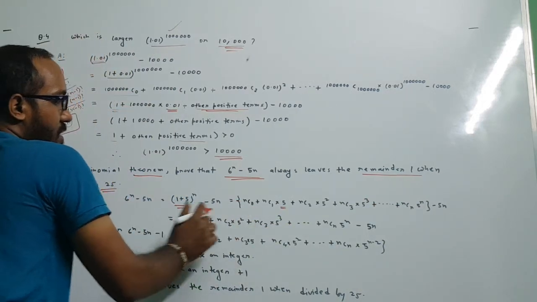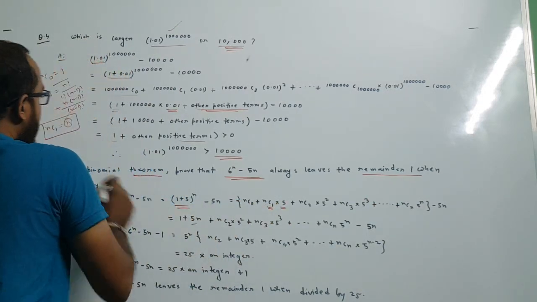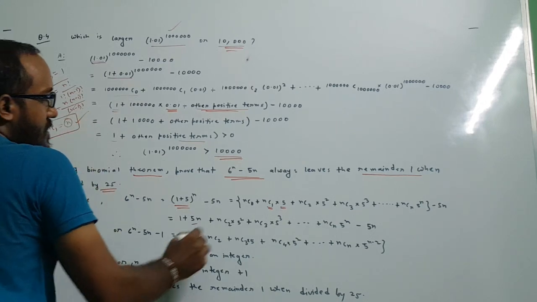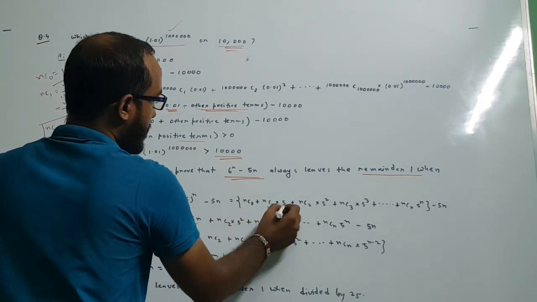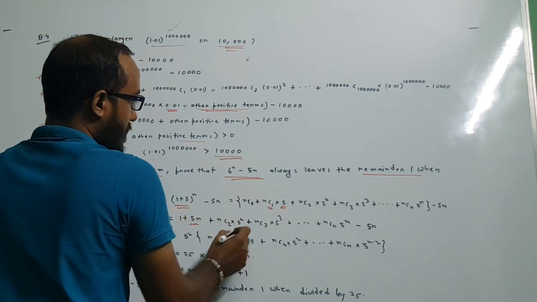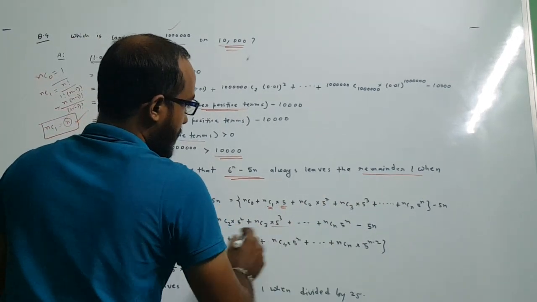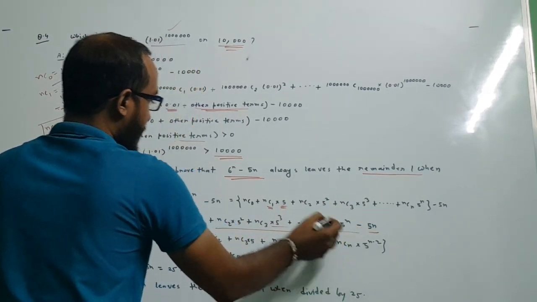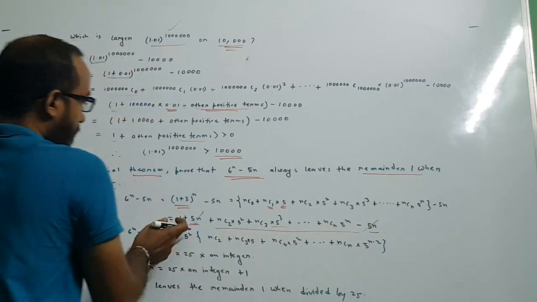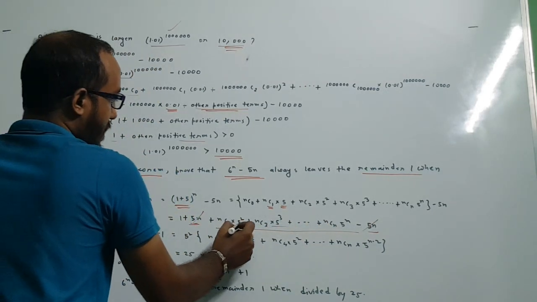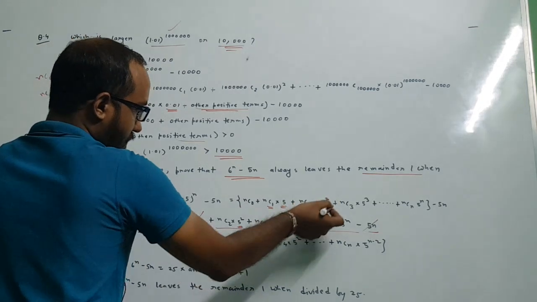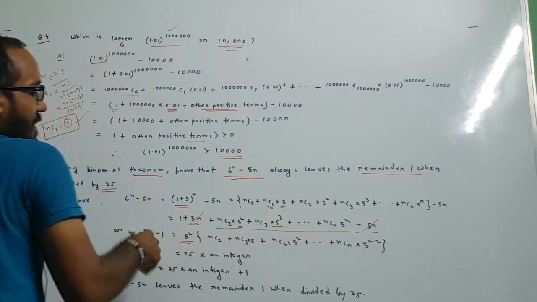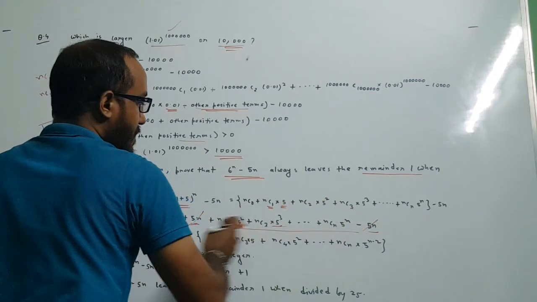nC0 is 1, we already know. nC1 is n, we already proved this. nC1 would be n, so n into 5, so 5n. Keep the rest of the terms as they are. So 5n gets cancelled out, keep 1 on the left hand side. So from this you can see that we have 5 square, 5 cube, 5 to the power 4, so we can take at least 5 square common from all the remaining terms.